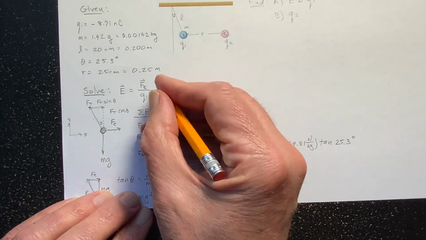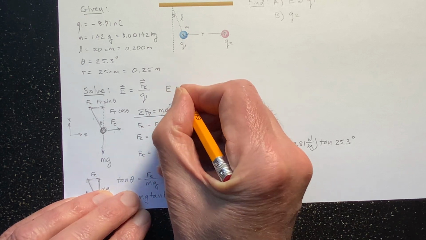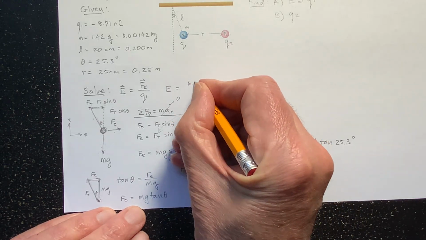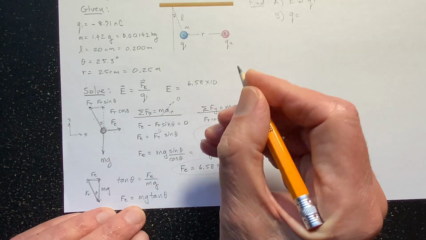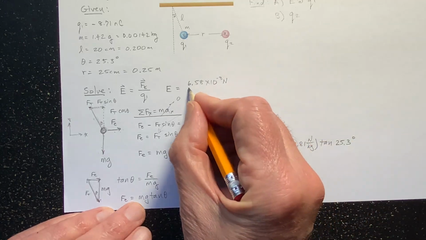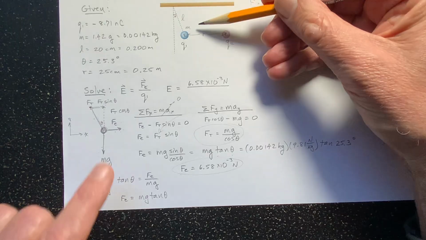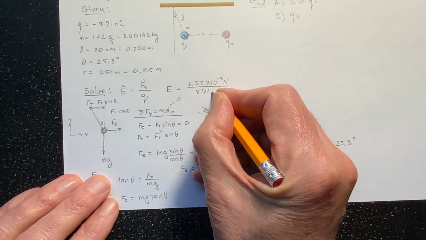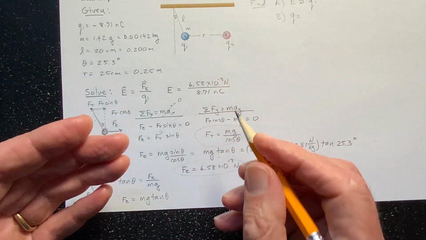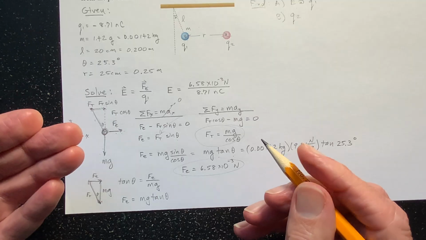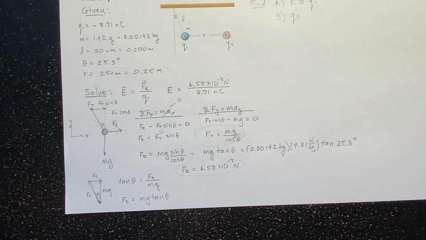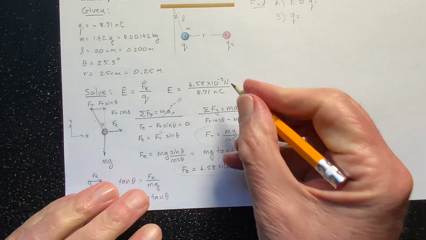So now I can plug it in here to get the strength of the electric field. And so that's going to be 6.58 times 10 to the negative 3 newtons. And then I'm going to divide it by the charge that's right here. What is that charge? That's 8.71 nanocoulombs. Now, all I'm trying to do is figure out the magnitude of the electric field. So don't put the negative in there. That doesn't make sense. You just take the magnitude of the electric force divided by the magnitude of the charge, and you'll get the magnitude of the electric field.